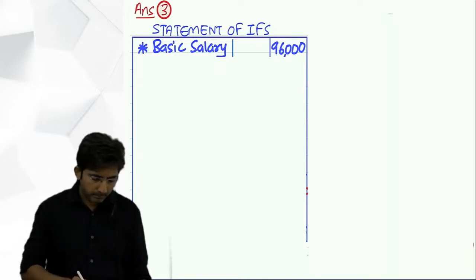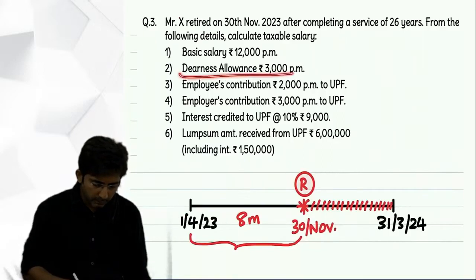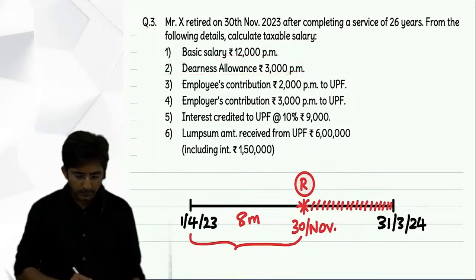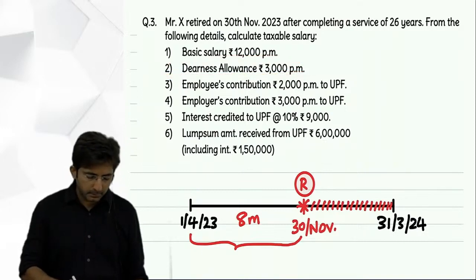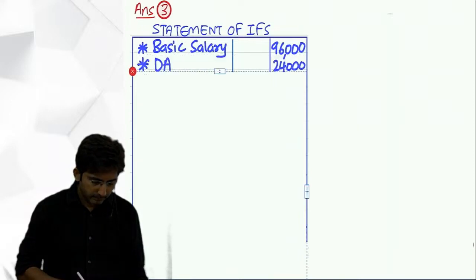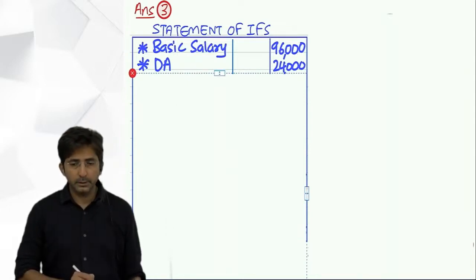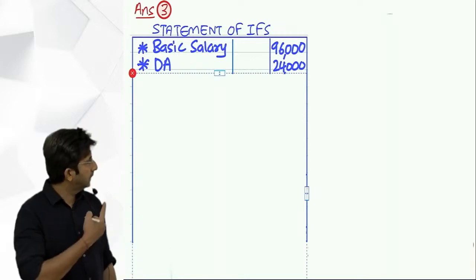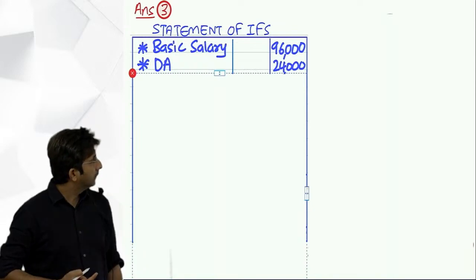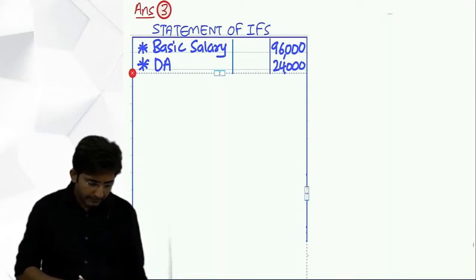Then the next point is DA allowance, 3,000 per month. Even this we will multiply by 8 months. So 3,000 into 8, 24,000. I am not showing the multiplication in the bracket, but you show it.